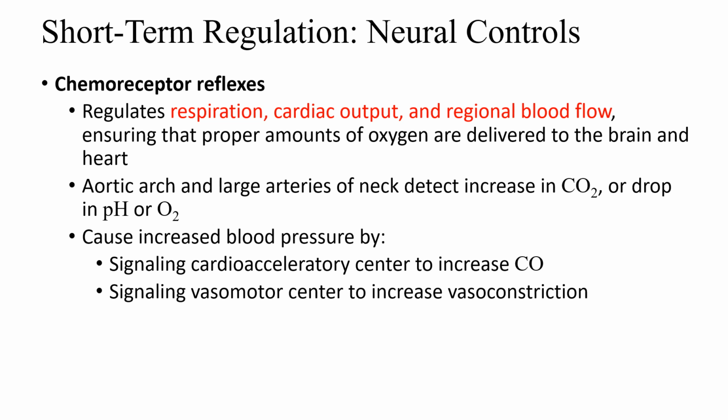The aortic arch and the larger arteries located in the neck have chemoreceptors that are modulating and measuring CO2, and they can do this by measuring a drop in pH, for instance, or a drop in oxygen. And so this causes increased blood pressure by signaling those centers in the brain, like the cardioacceleratory center, to increase carbon monoxide. This will signal the vasomotor center to increase vasoconstriction, which of course will increase blood pressure.